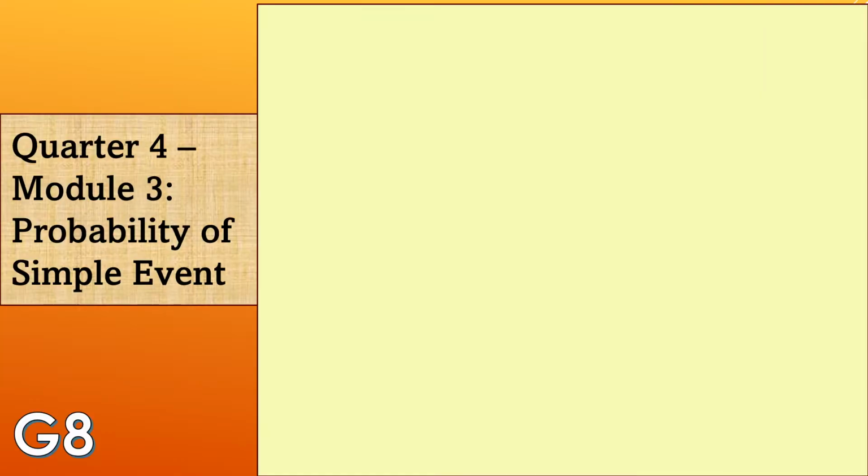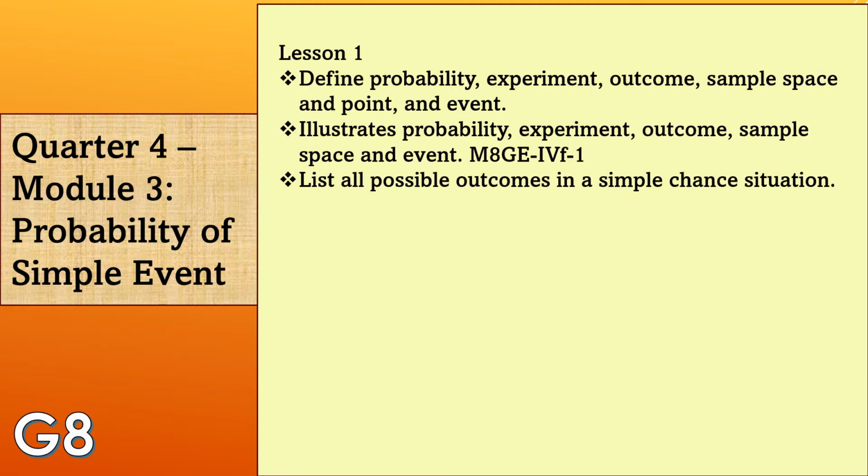This video lesson was designed and written with you in mind. It is here to help you master how to define and illustrate probability, experiment, outcome, sample space and point, and count the number of occurrences of an outcome using the tree diagram, tables, systematic listing, and basic counting principle.